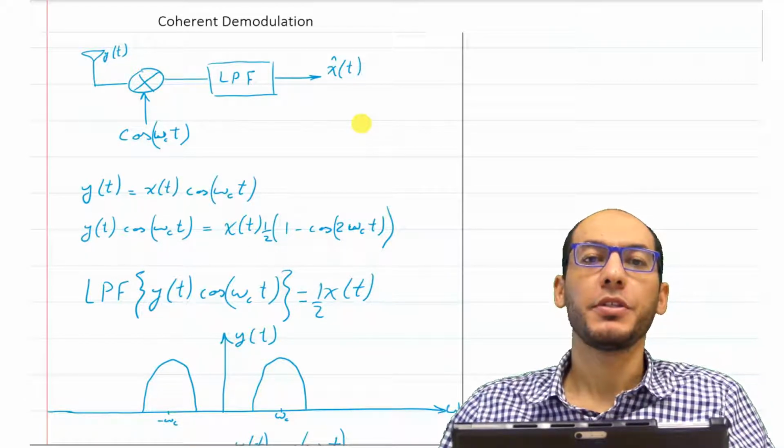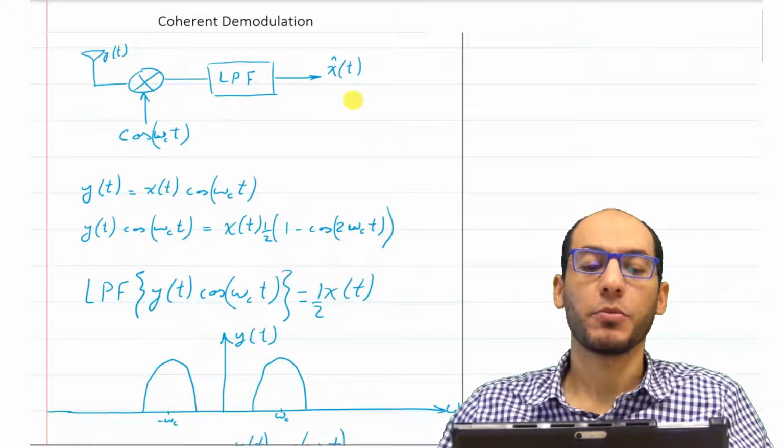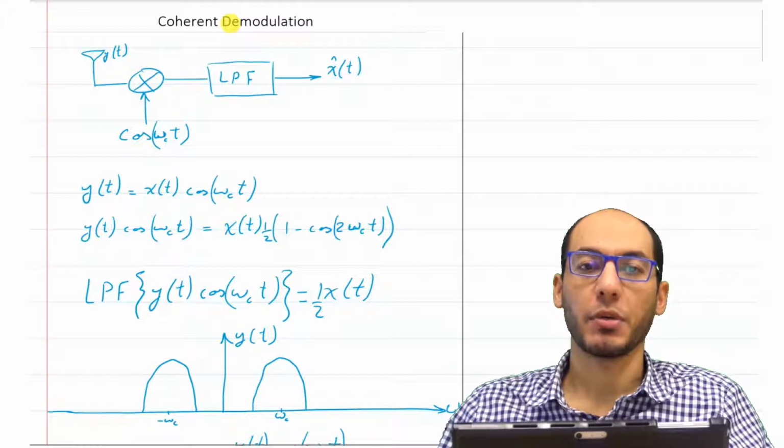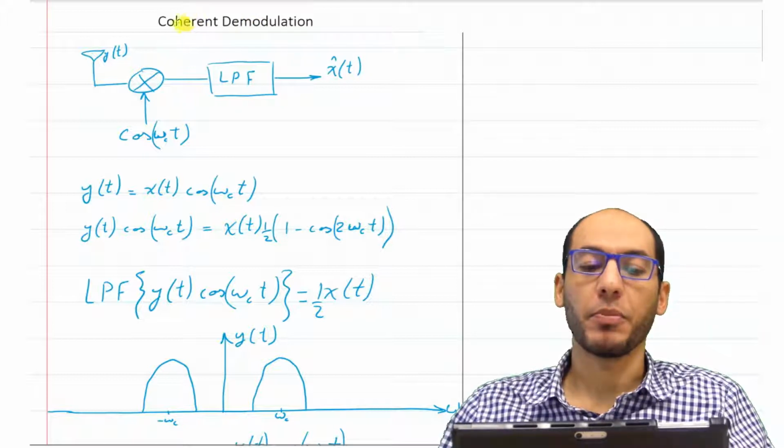Hello everyone, in this video we're going to discuss the concept of coherent demodulation as well as the superheterodyne, which is a form of coherent demodulation, as well as solving two example problems on the superheterodyne. So what does it mean by coherent demodulation?